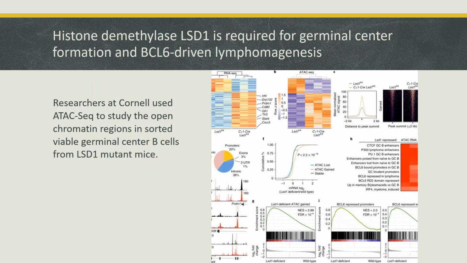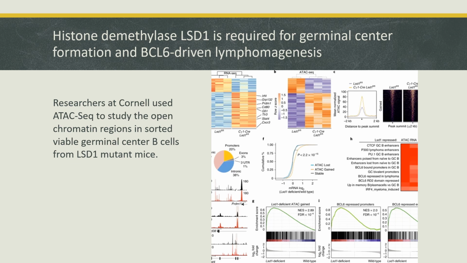We also had researchers at Cornell that used ATAC-Seq to study the open chromatin regions in sorted viable germinal center B cells from LSD1 mutant mice. They observed 733 regions that gained chromatin accessibility upon LSD1 knockout, and 314 regions lost accessibility. There was also an increased transcriptional activation associated with those 733 opened regions.